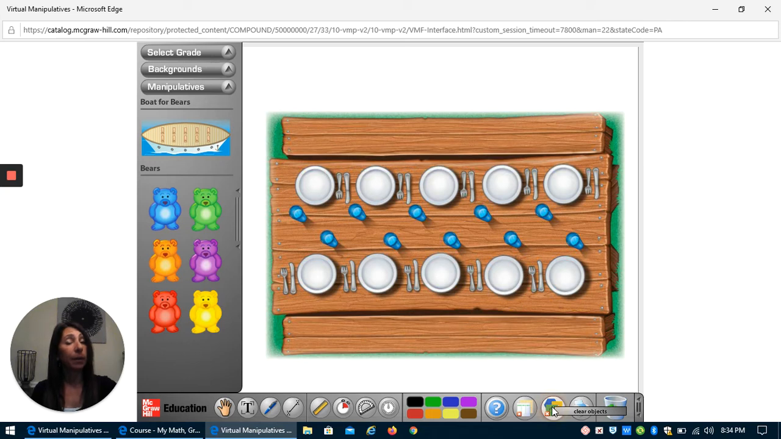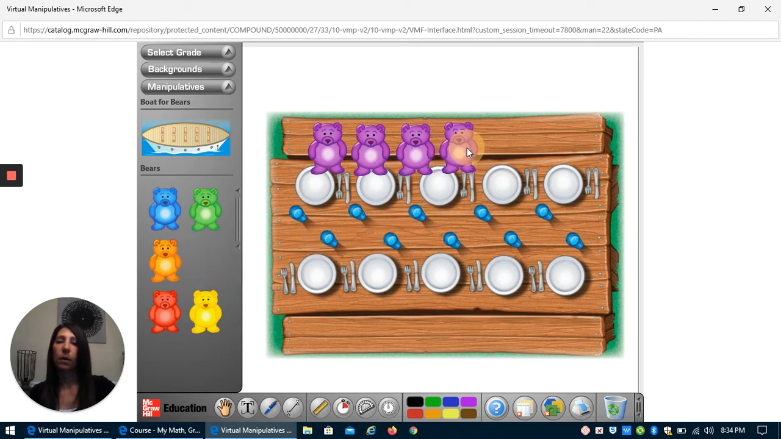Let's do one more. I'm going to try and stump you again this time. I'm going to go back to my favorite color. So I'm going to do 1, 2, 3, 4, 5. I'm going to squeeze an extra one on this bench. 6. 6 purple teddy bears came to the teddy bear picnic. No one else came to join them.